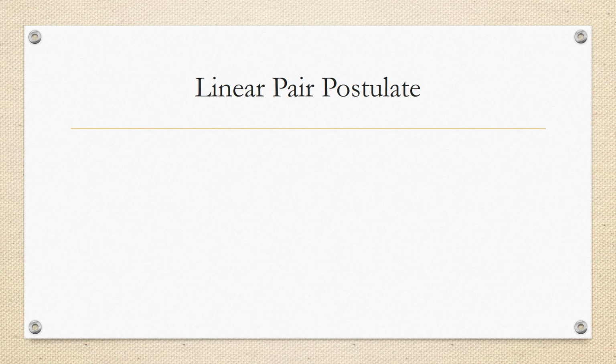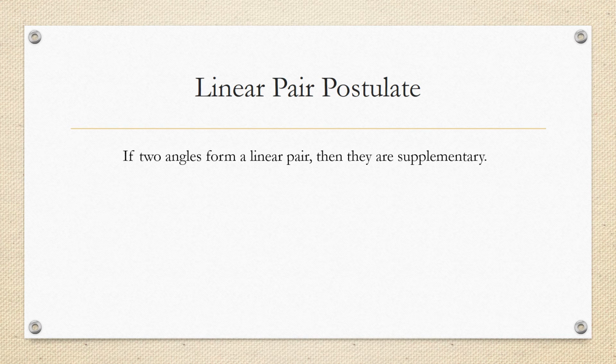Linear pair postulate. Now this one does not have to be proven. If two angles form a linear pair, then they are supplementary. We learned that in chapter 1. Remember, this is not the converse. We cannot say if they are supplementary, then they form a linear pair, because supplementary angles do not have to be adjacent. So it just has to be if two angles form a linear pair, then they are supplementary. You must start with a linear pair before it's supplementary.